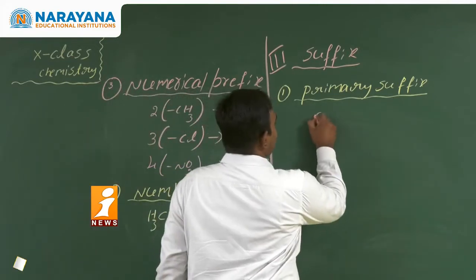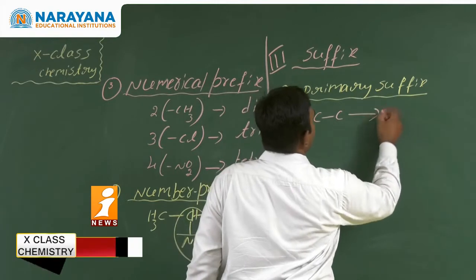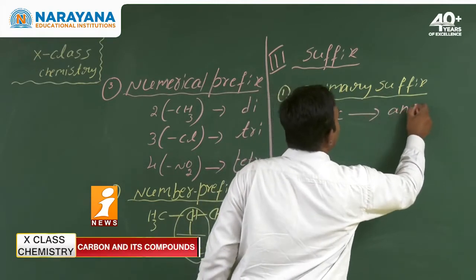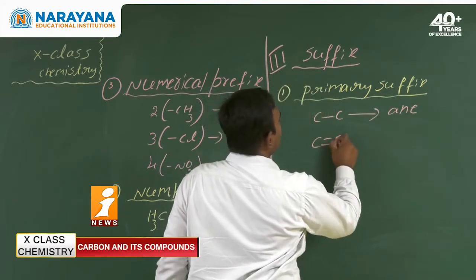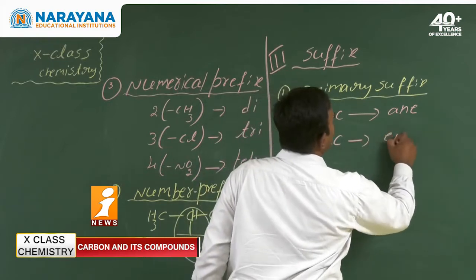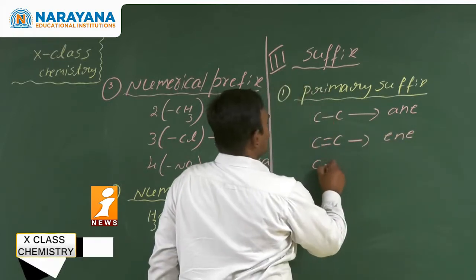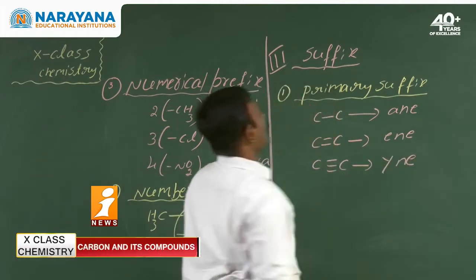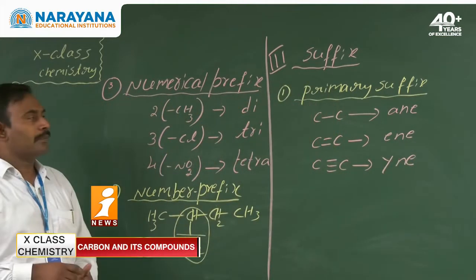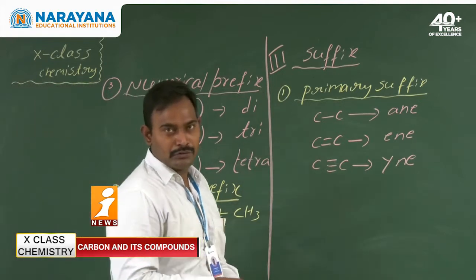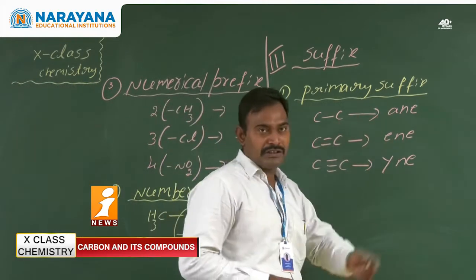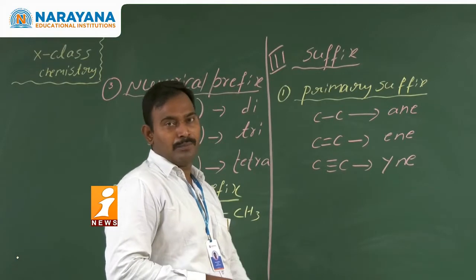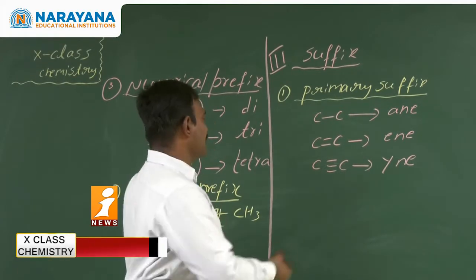Carbon single bond carbon, then what is the primary suffix? A. Carbon double bond carbon, then what is the primary suffix? E. Then triple bond, then use yne. Okay, that is about the primary suffix. So the primary suffix indicates the nature of the carbon compound, whether it is saturated or unsaturated.